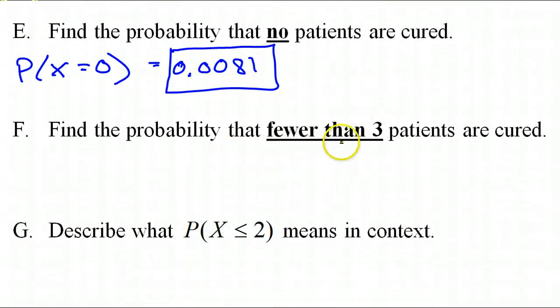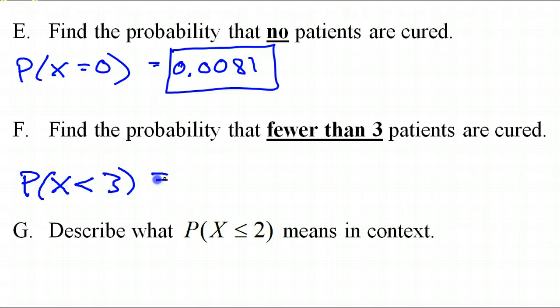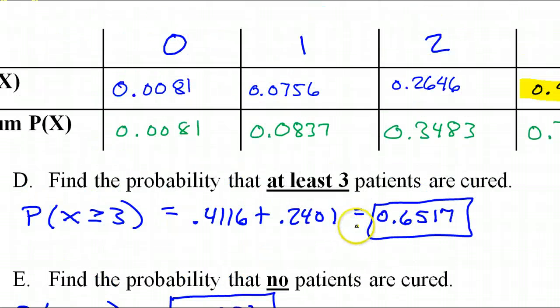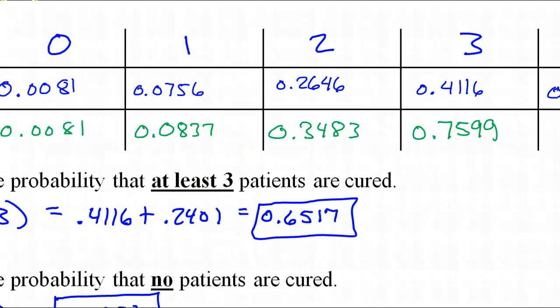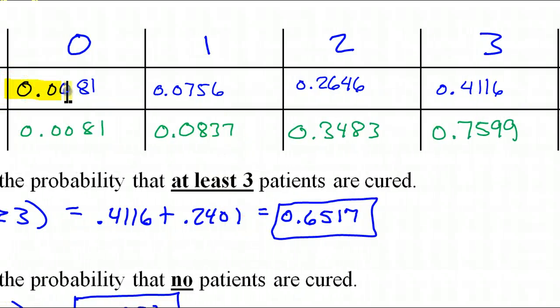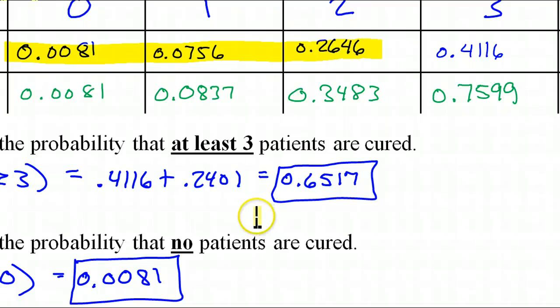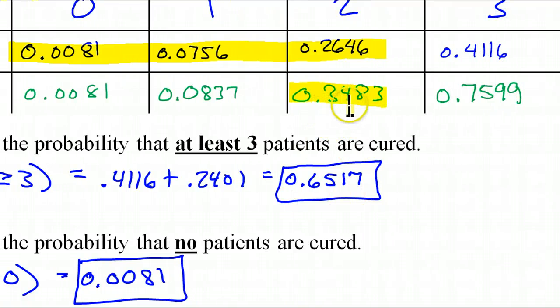Okay, find the probability that fewer than 3 patients are cured. Well, the symbol would be, alright, fewer than 3 is clearly less than 3, so the probability that X is less than 3 is your symbol. Okay, now less than 3, so here's 3 right here. So less than 3 is going to be 0, 1, and 2. Okay, it's the sum of these 3. Now, we've already added up these 3 because we have the cumulative, so we already know that it's going to be 0.3483.